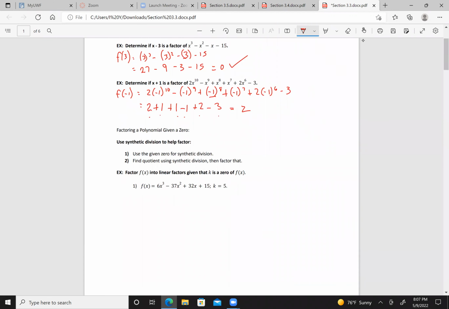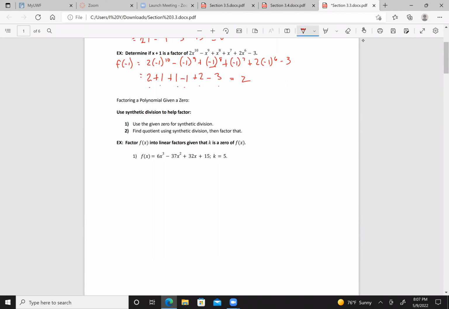So now we're going to look at factoring a polynomial given a 0. And we'll do this using synthetic division. Use the given 0 for synthetic division. Find the quotient using synthetic division and factor that. So factor f of x into linear factors given that k is a 0 of f of x. Okay, so k in this case is 5.